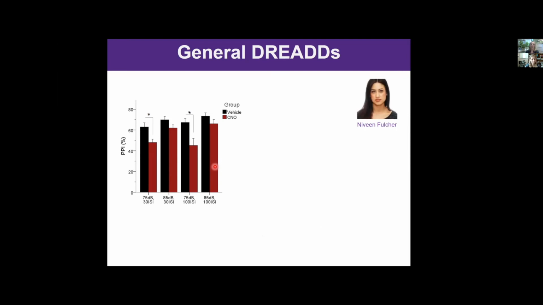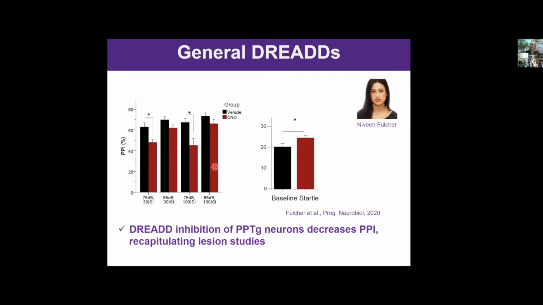So pretty much in line with the lesion experiments. The effect is relatively small because this construct was expressed only in 60 to 70% of the neurons. We also have an effect on baseline startle. So we can recapitulate the lesion studies. So some neurons in the PPT are responsible for prepulse inhibition, but it's not the cholinergic ones.